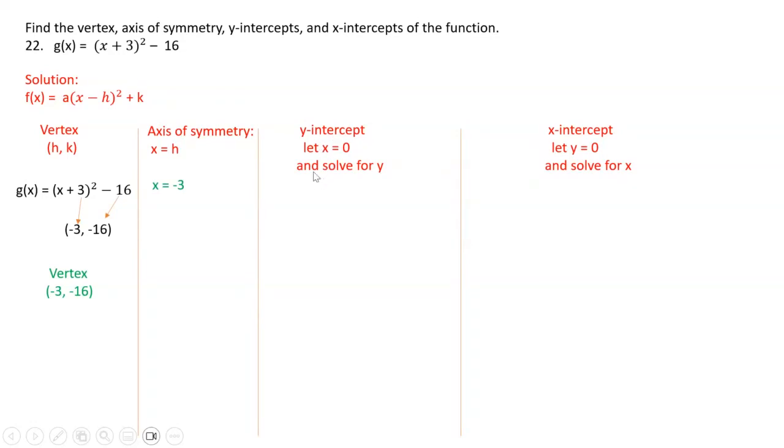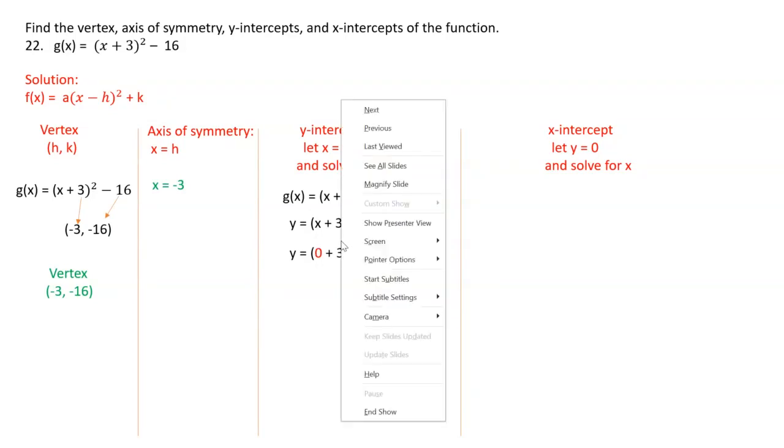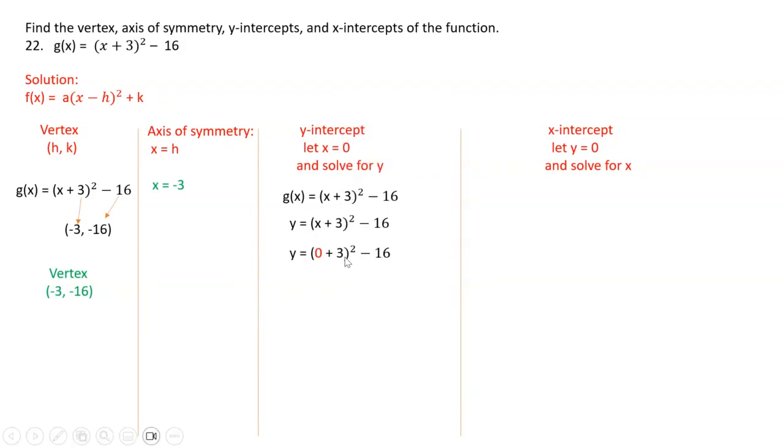Now for the y-intercept, we're going to let x equal 0 and solve for y. So 0 plus 3 will give us 3. 3 squared will be 9. 9 minus 16 will give us -7. So my y-intercept will be (0, -7).